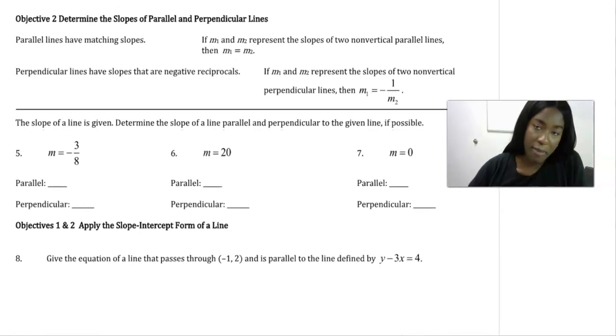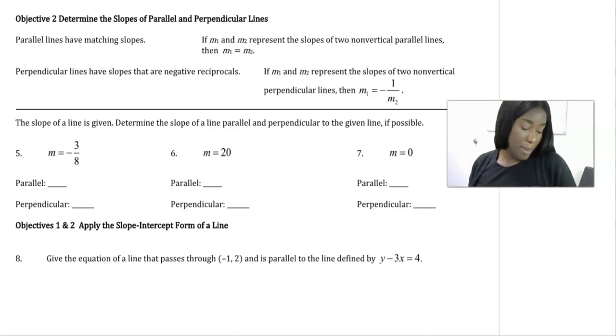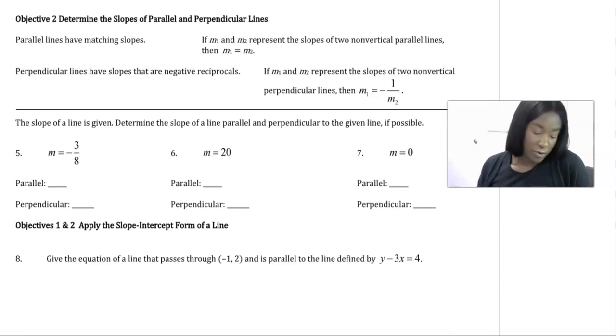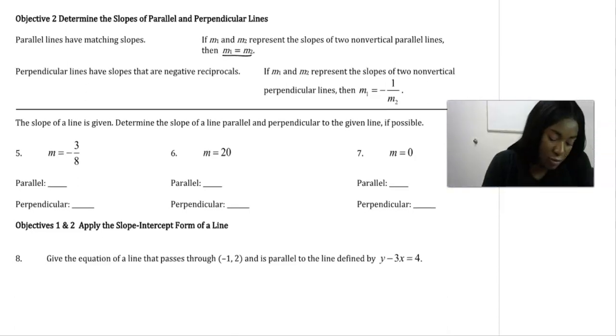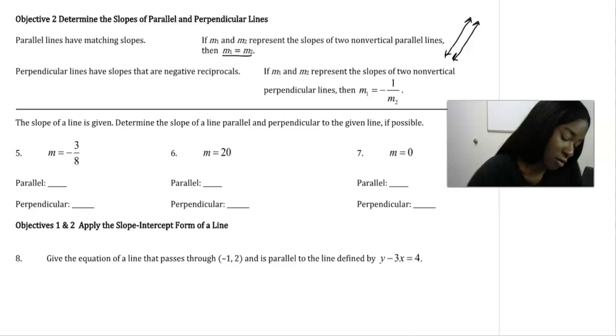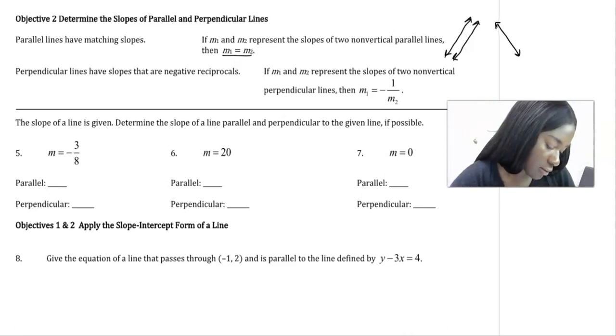Next thing we will be talking about are slopes of parallel and perpendicular lines. Parallel lines have the same slope. So if I have two different lines, they are parallel if their slopes are equal. If M1 is equal to M2, parallel lines would look like this. They would never touch each other. They could look like this.